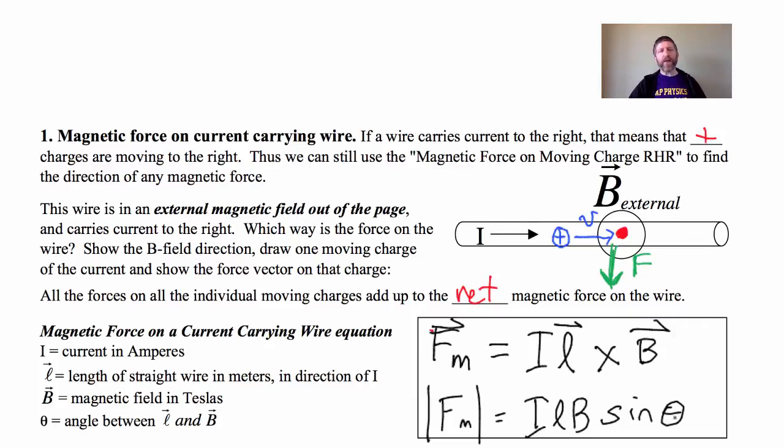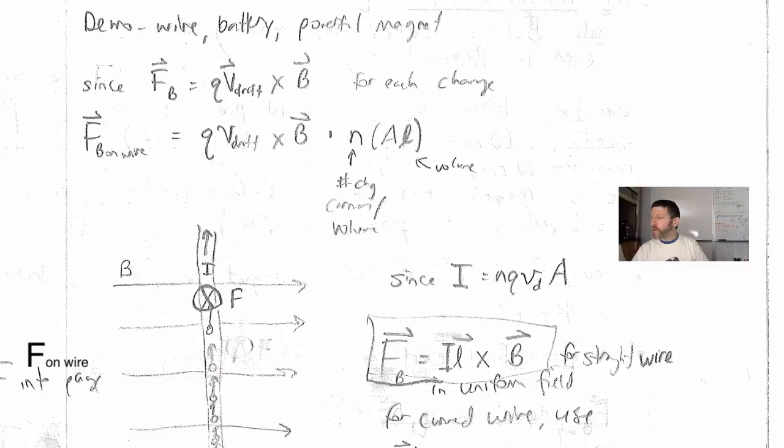Let's go ahead and derive that right now. The magnetic force, as we saw before, is Q times V cross B, but the velocity of the charges that matter here is the drift velocity. So Q times V drift crossed with B will give you the force on an individual electron. How do you figure out the force on the wire? We've got to figure out how many electrons are mobile in that part of the wire. Well, that's not difficult at all.